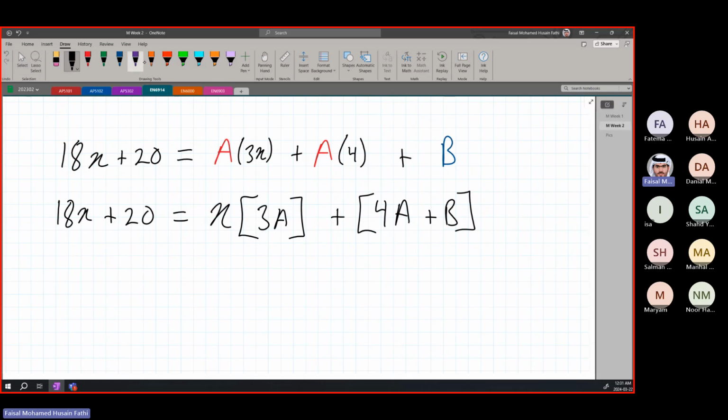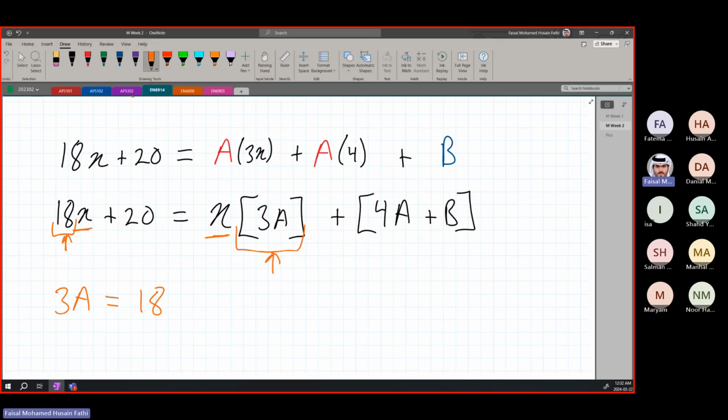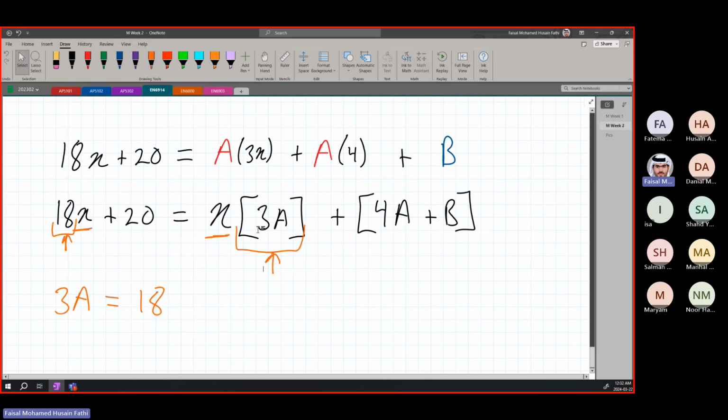And now here what we are going to compare is the x's. We're going to compare with each other, and we're going to look at the constants that are next to them. So anything multiplied by x here should be equal to anything multiplied by x on the right side. So 3a should be equal to 18. Why? Because these are the constants of x, the ones multiplied by x. So these are the only things that are multiplied by x. So they must be equal for this equation to be true.